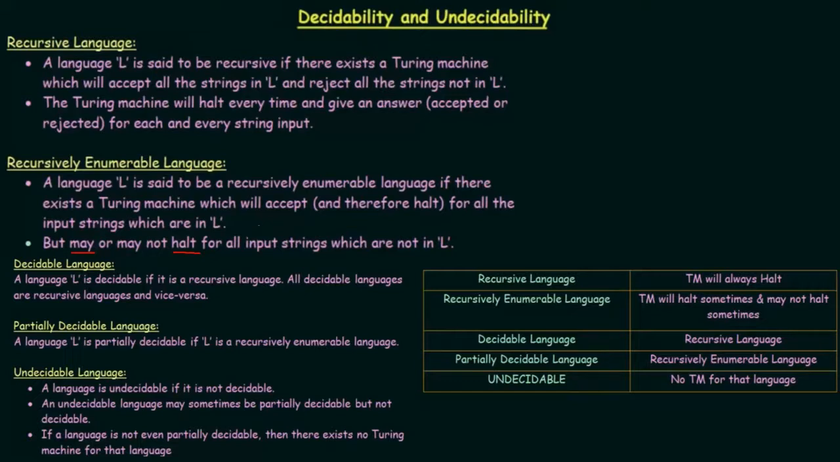Decidable language is recursive language. Partially decidable language also belongs to the category of recursively enumerable. Undecidable, there is no Turing machine for that language. If it is undecidable, you cannot understand if it has gone into the infinite loop. It is as simple as that.